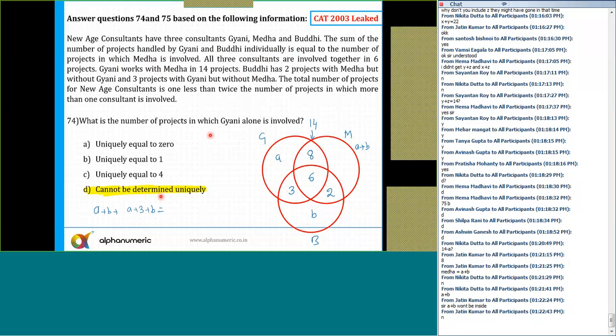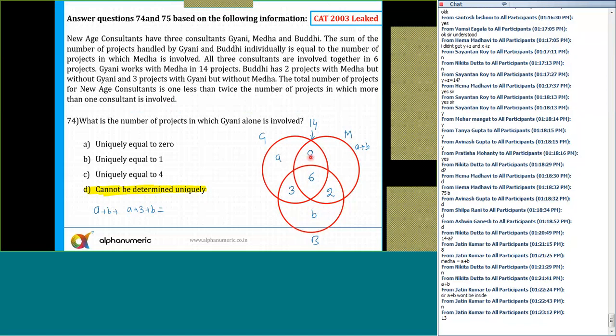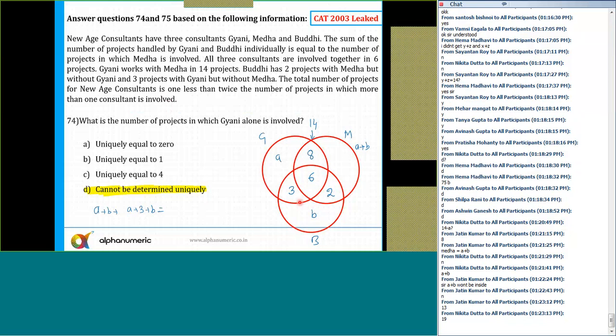And this is one less than twice the number of projects in which more than two consultants are involved. More than two consultants, in which more than one consultant. So 3 plus 6 is 9, 9 plus 2 is 11, 11 plus 8 is 19. More than two consultants is 19. So you can write down this is equal to 2 into 19 minus 1.